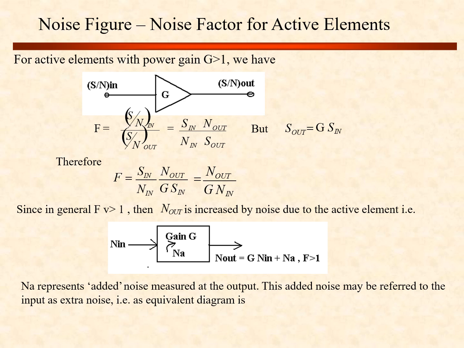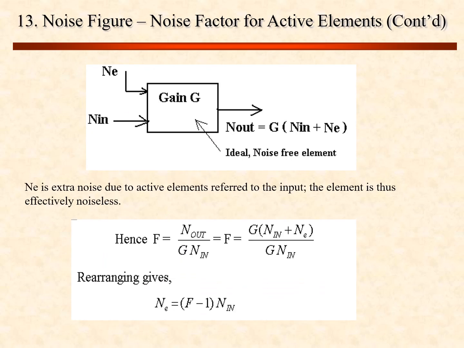So Na represents the noise getting added with the original input, N in. This added noise may be referred to the input as an extra noise. That means extra noise means some noise is added in the system itself. So Na should be added with the noise coming from the output side.